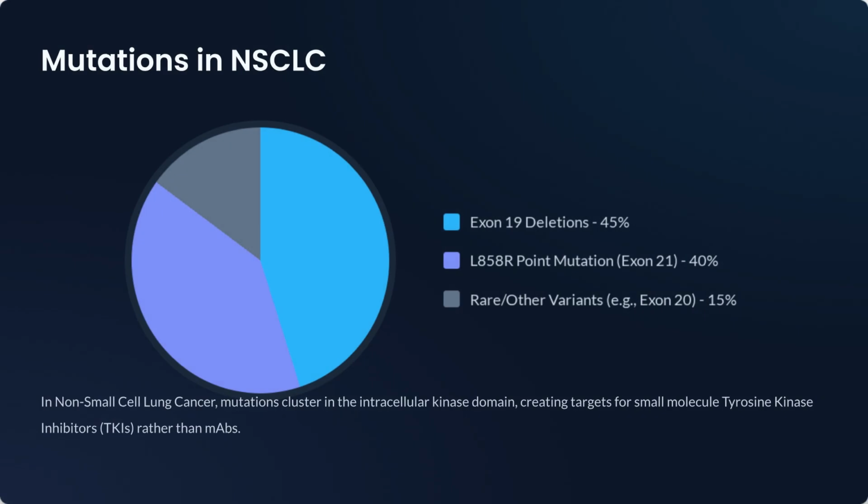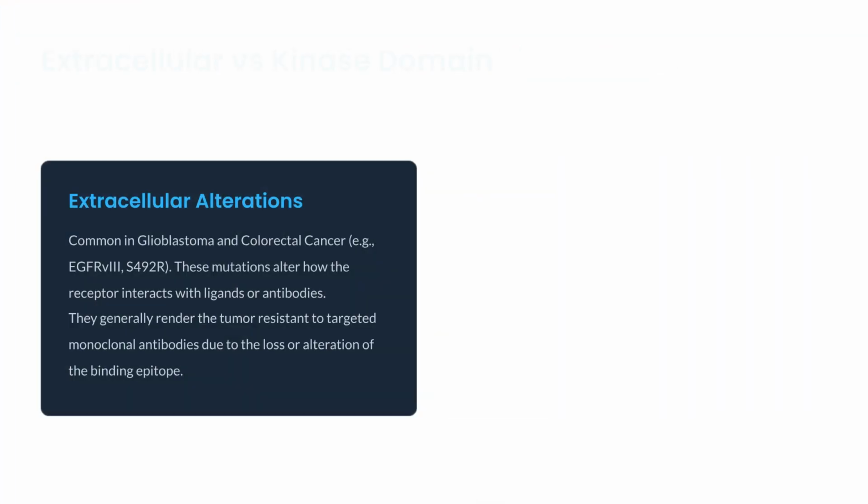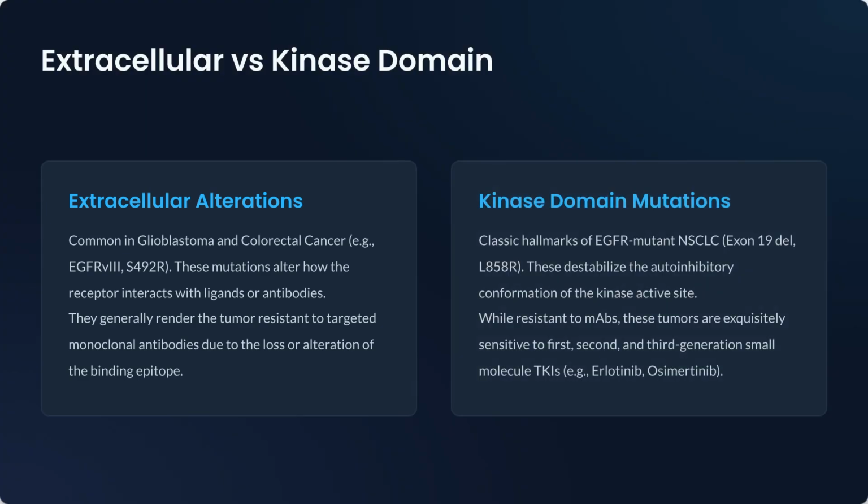In non-small cell lung cancer, mutations primarily affect the intracellular kinase domain. These are typically targeted with small molecule tyrosine kinase inhibitors, not monoclonal antibodies. Extracellular alterations, like EGFR VIII, often lead to resistance to monoclonal antibodies by altering the binding epitope. Conversely, kinase domain mutations, common in NSCLC, make tumors highly sensitive to small molecule inhibitors. Finally, in Part 6, we will discuss the factors governing treatment response and the development of resistance.